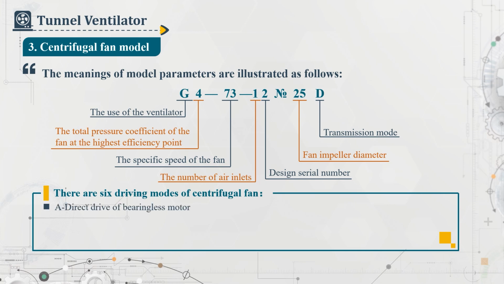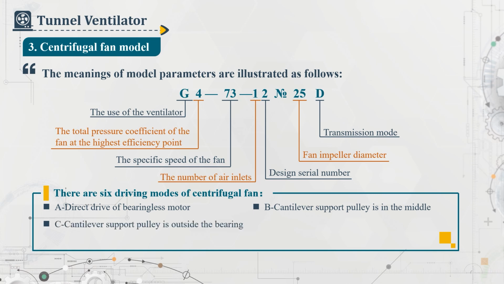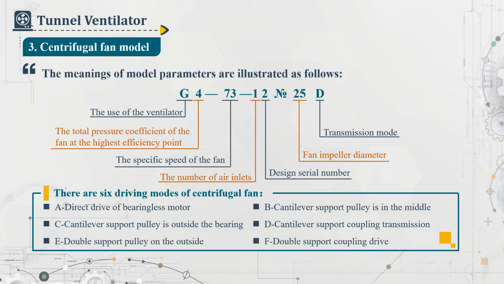A is direct drive of barrel-less motor. B is central, with the pulley in the middle. C is central, with the pulley outside the bearing. D is central, with coupling transmission. E is double, with the pulley on the outside. F is double, with coupling drive.